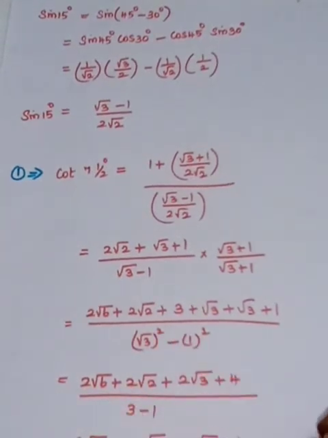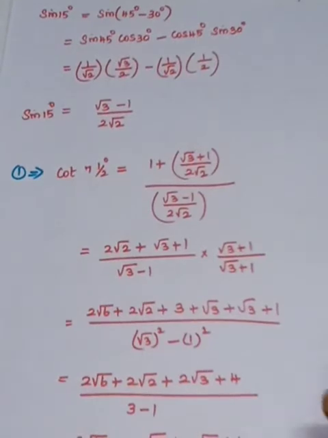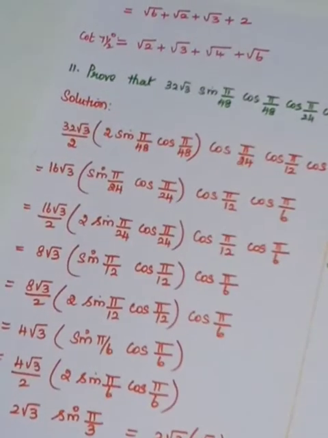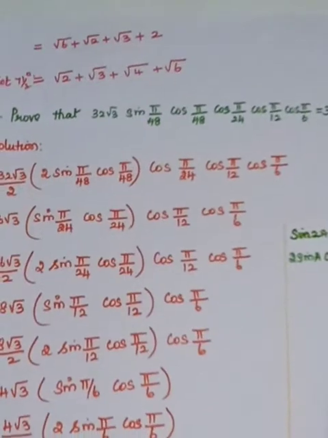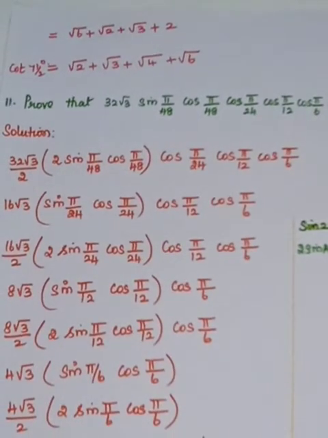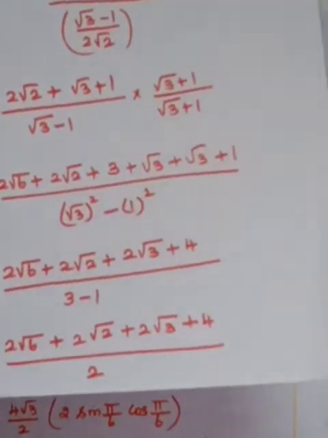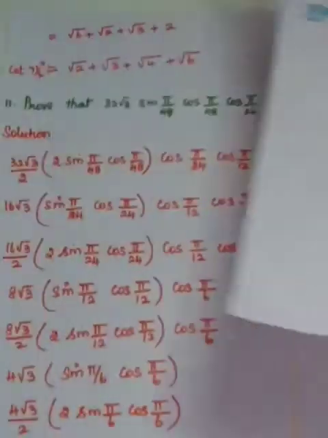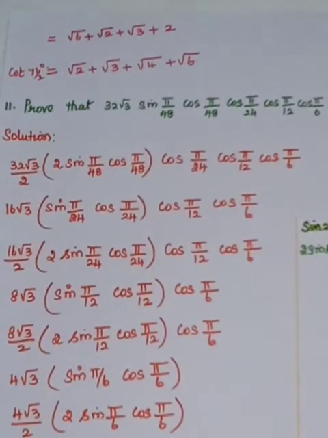Take the first term and divide it by 2. The answer is root 6. The next one, root 2. The next one, root 3. You see, 4 divided by 2 is 2. Okay. See what result we have to prove.